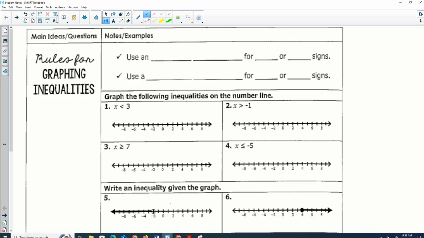We will use an open circle if it's a less than or a greater than. We use a closed circle if it's less than or equal to, greater than or equal to. So can you tell me what would cause us to use an open versus a closed? What's the difference? The line under it. Yep, if it has an equal to, then it becomes closed because it includes those points. If it does not have an equal to, then it is open because we are leaving out certain points.